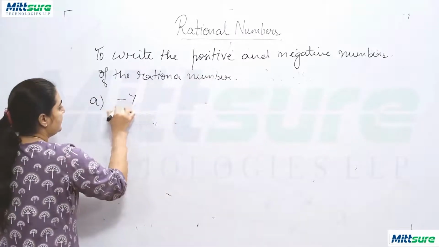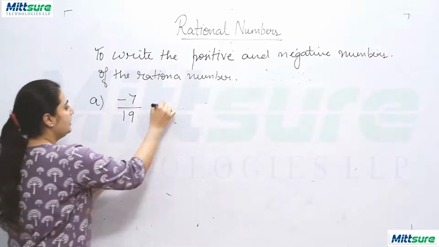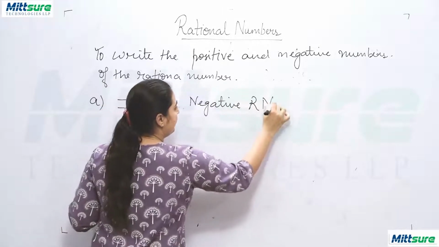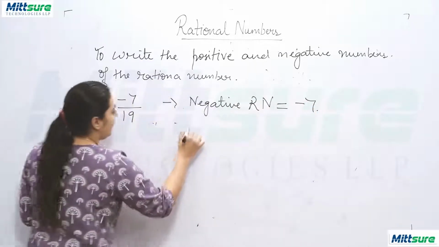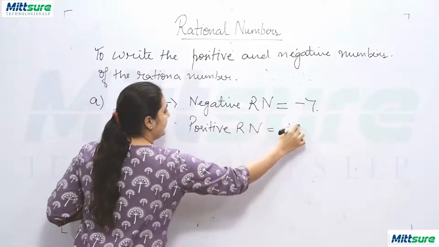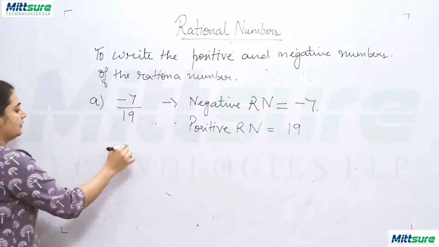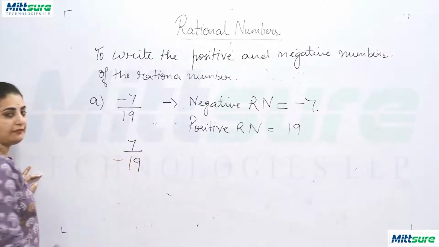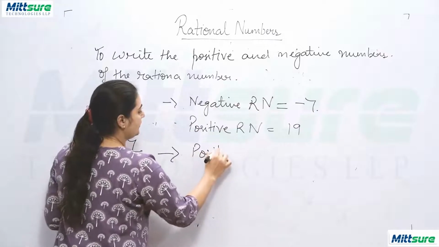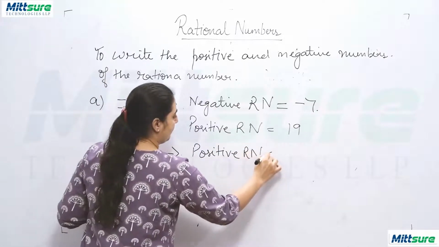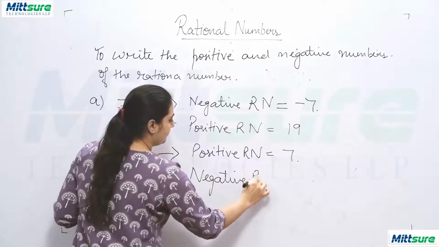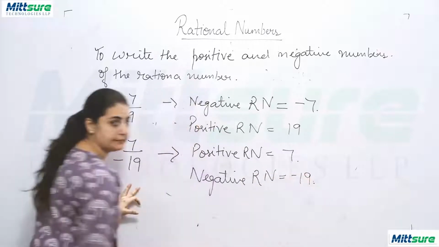Suppose I have minus 7 upon 19. So here the negative number is minus 7 and the positive number is 19. It could be vice versa also. Suppose I write 7 upon minus 90. So my positive number becomes 7 and negative number becomes minus 90. Clear?